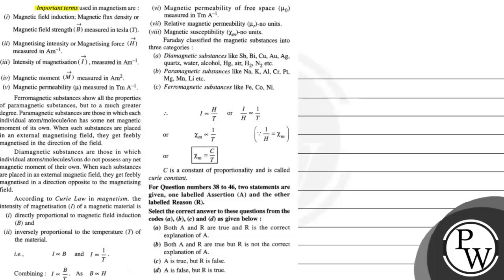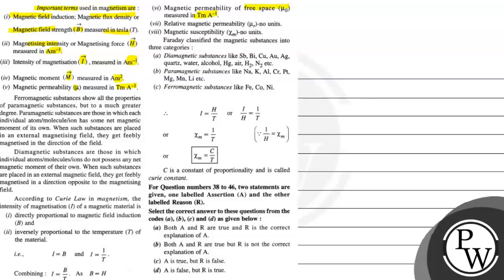It says the important terms used in magnetism are: magnetic field induction, magnetic flux density or magnetic field strength, measured in Tesla; magnetic intensity or magnetizing force H vector, measured in ampere per meter; intensity of magnetization I vector, measured in ampere per meter; and the magnetic moment, measured in ampere meter square. The magnetic permeability is measured in Tesla meter per ampere. Magnetic permeability of free space is measured in Tesla meter per ampere.